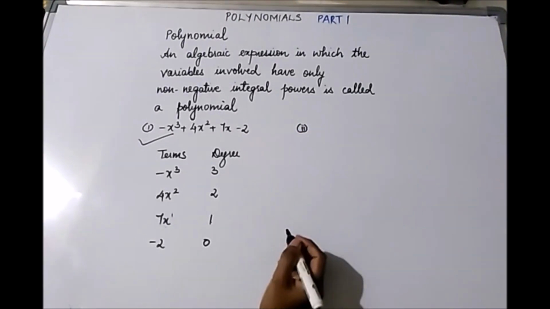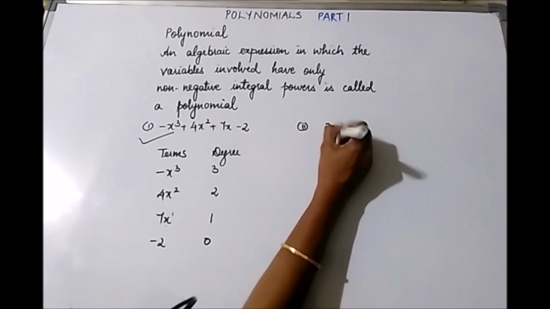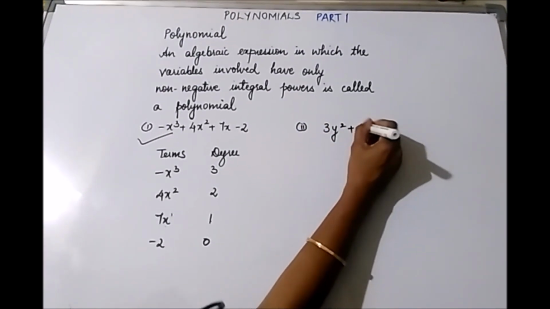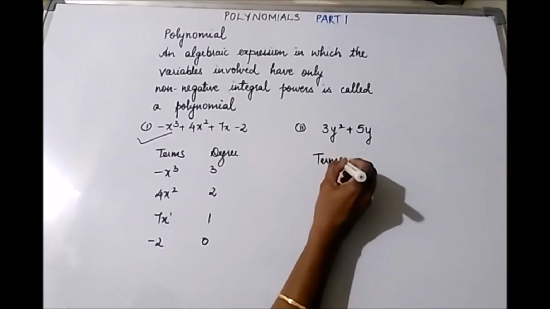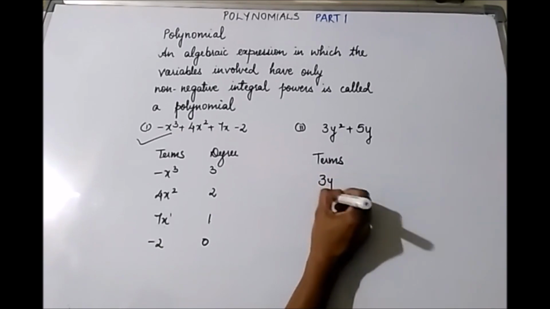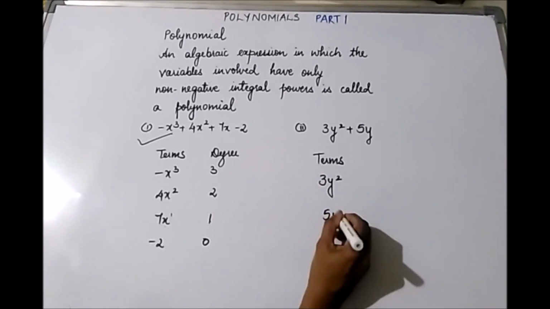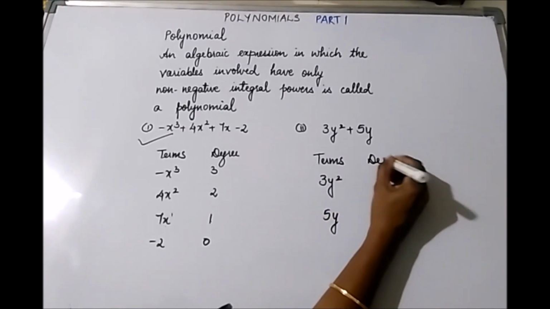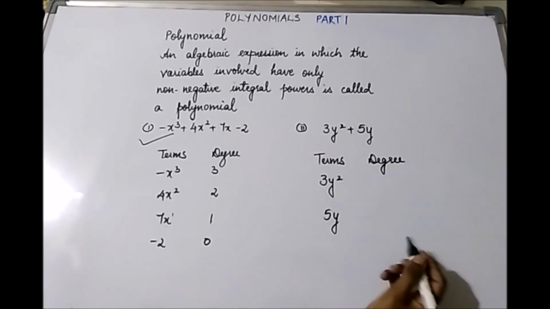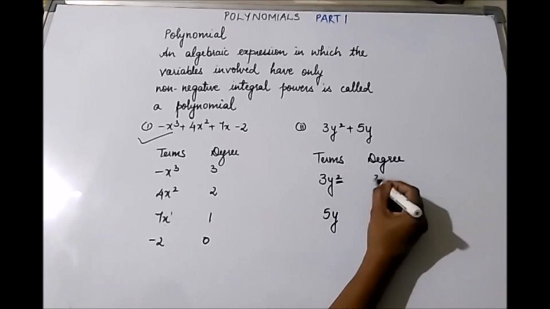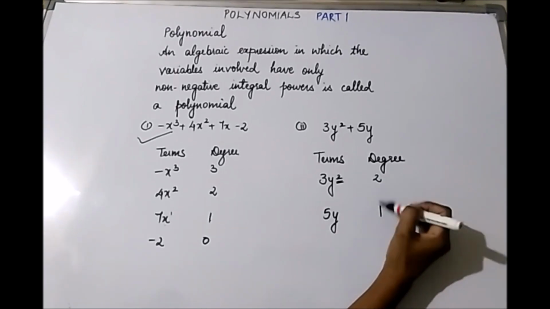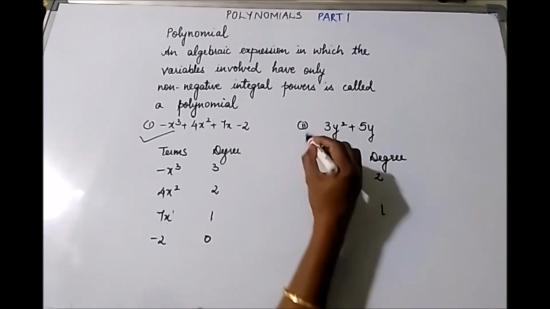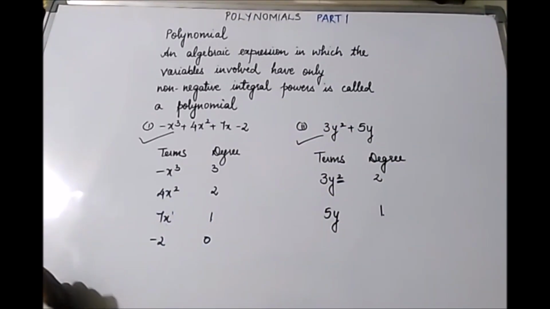Let us take the second example, 3y square plus 5y. Here we have got 2 terms. The terms are 3y square and 5y. What is the degree of the first term? It is 2. Degree of the second term is 1. 2 and 1 are whole numbers, therefore the given expression is a polynomial.